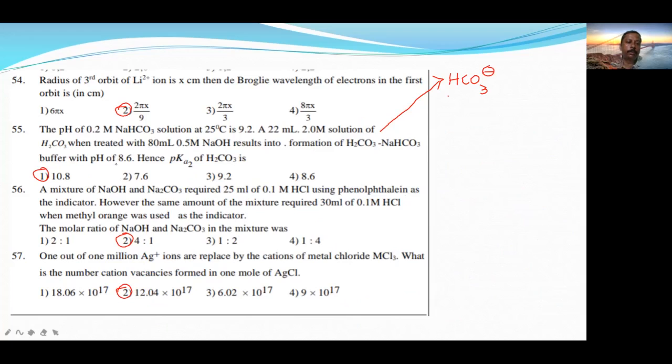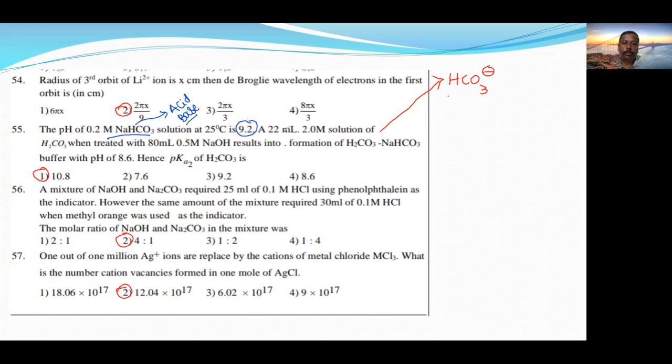Next part: pH of 0.2 molarity NaHCO3 solution. First, let me explain, then I will tell you the solution. For NaHCO3 at 25 degrees Celsius, the pH given is 9.2. It is one of the good things: it can act as an acid because of the H plus, and it can act as a base because it can accept H plus to become H2CO3.